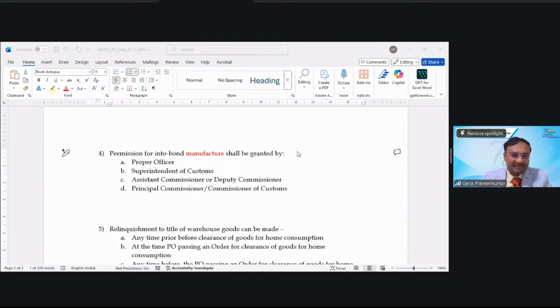I thought initially that for the warehouse it is the proper officer. Little bit of confusion between A and C. Only then I looked into the manufacturing. I missed looking at the manufacturing activity at the initial stage. Understood. Got it.